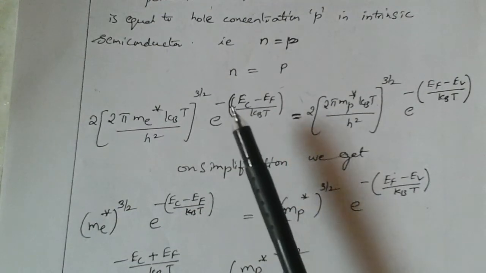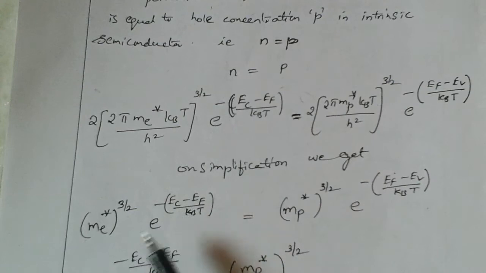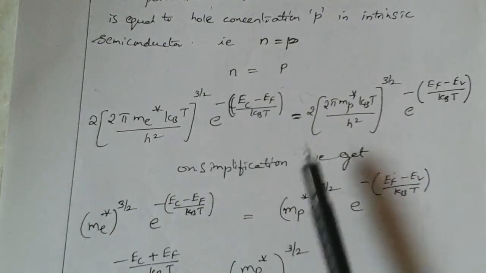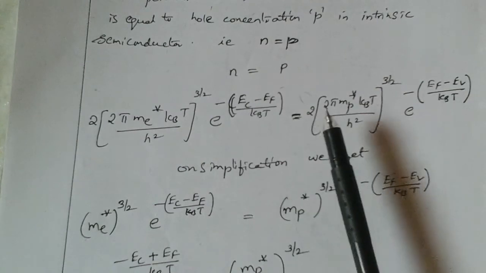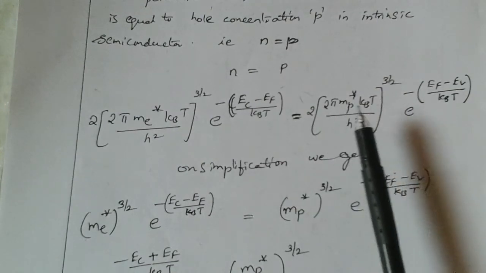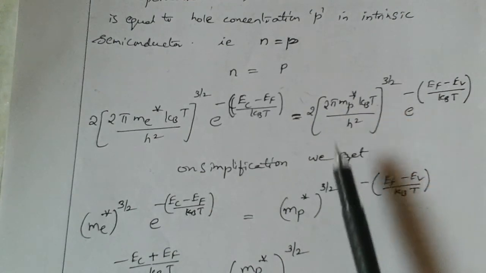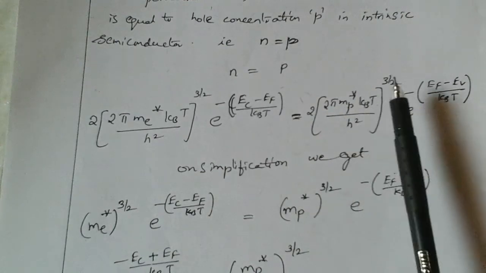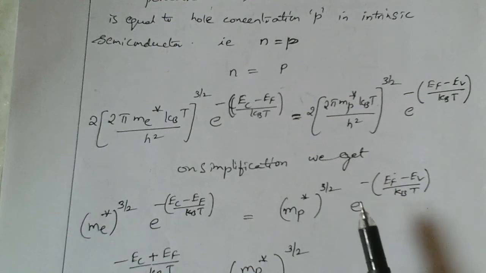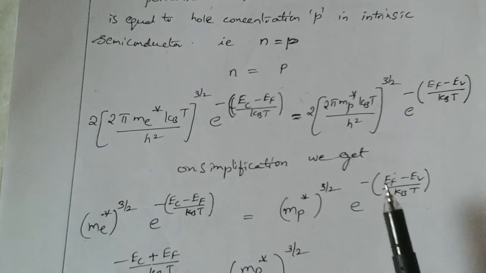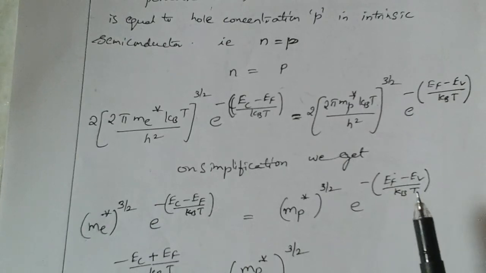That is why e power of minus (Ec minus Ef) by kBT is written as it is, equal to the other side, where 2, 2π, mp and 2π kBT by h² are already cancelled on both sides. That is why only mp* remains, mp* whole power 3/2. The exponential is not getting cancelled, so we write e power of minus (Ef minus Ev) by kBT as it is.